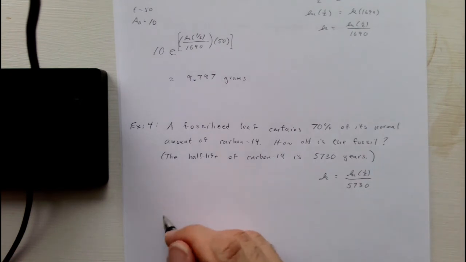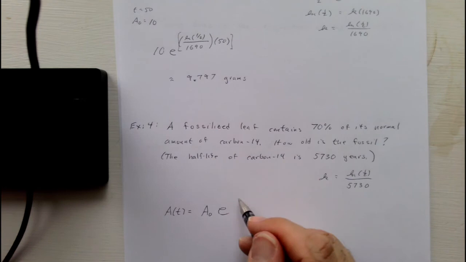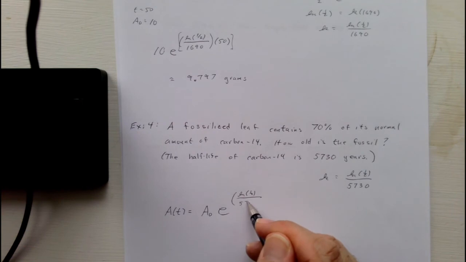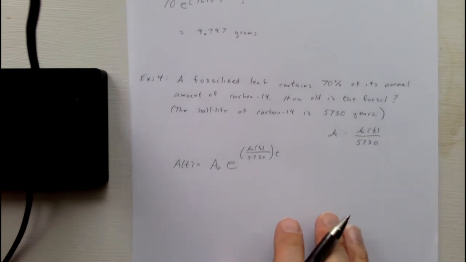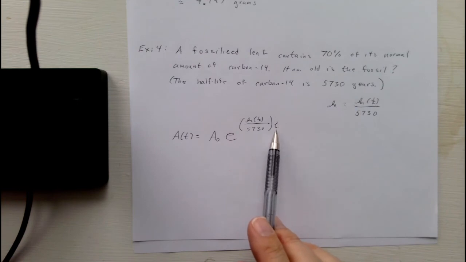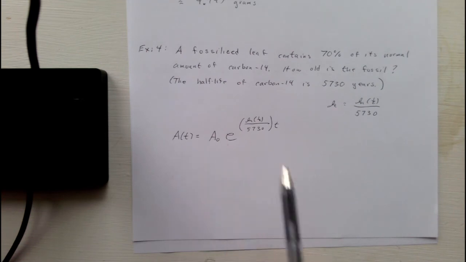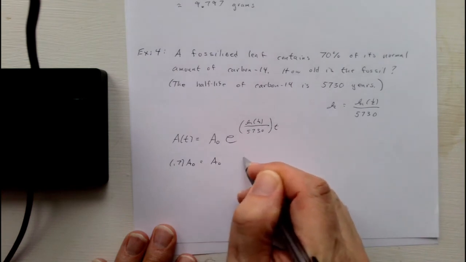Okay, so our amount at time T, the amount of carbon in this fossil, is A0, our initial amount, times e raised to the log of 1/2 over 5730 times T. And we want to know how old this fossil is. So we're actually asking to find what T is when this amount is 70% of the initial amount. So that's 0.7 times A0 equals A0 times this number.